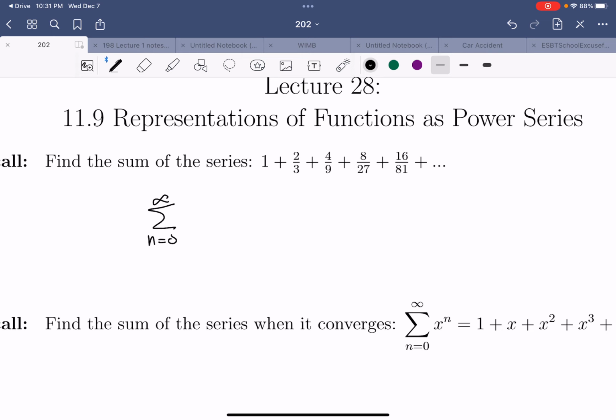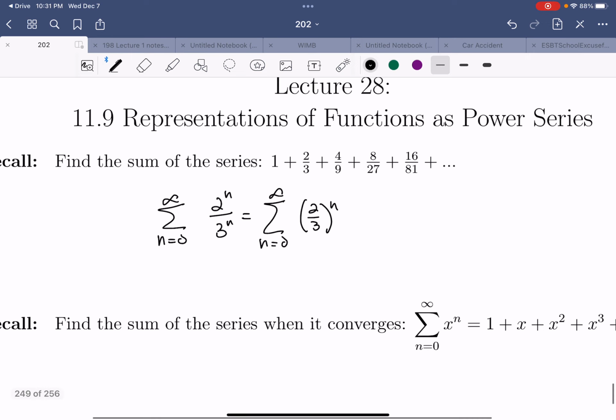And if you notice, on the top of the fraction, we have powers of 2. So that's 2 to the n. And on the bottom, we have 3 to the n. And really, this is the sum, n equals 0 to infinity, of (2/3) to the n. Now we know that this converges because our r is 2/3.